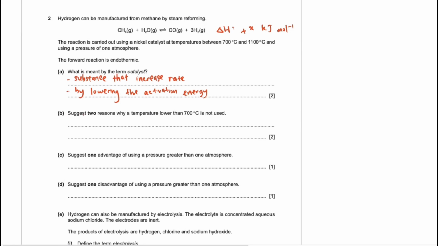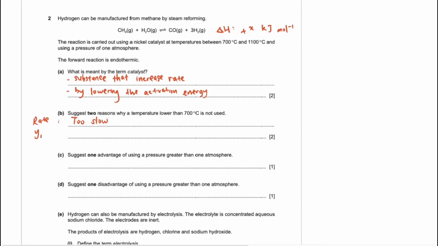Okay, so B, suggest two reasons why a temperature lower than 700 degrees Celsius is not used. So they say use temperature 700 to 1010. Why we don't use less than 700? So you may say too slow. You know, when the temperature is low, then the rate is lower. So too slow. This is about the rate. Okay. The second point, as you can see here, is 2 points. Which means the reaction will happen slowly when the temperature is lower than 700 degrees C. Happen slowly. So that is under the first point.